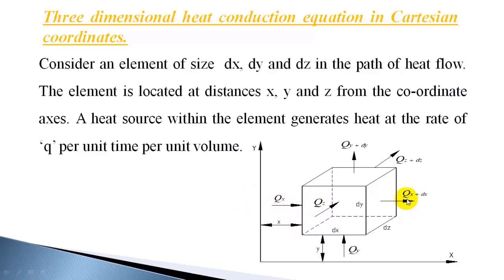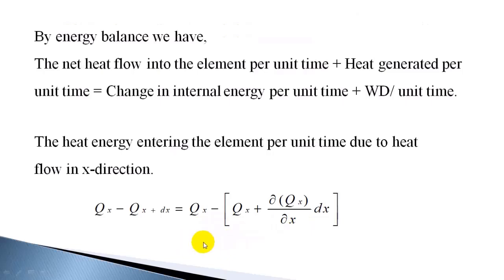So you can write this quantity in terms of the incoming quantity: whatever is incoming plus the rate at which it is changing in the x direction times the distance, which gives the change. So Qx plus dx is Qx plus the rate of change of Qx with respect to x times the element length dx. That will give the net heat flow into the element as a result of heat flow in the x direction. Qx cancels, and you get minus del by del x of Qx dx.